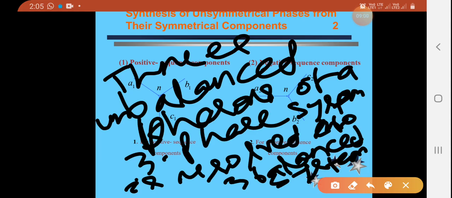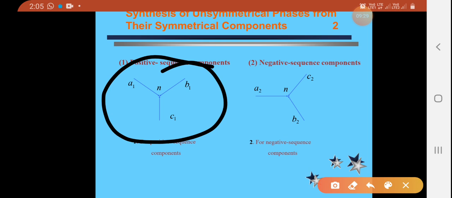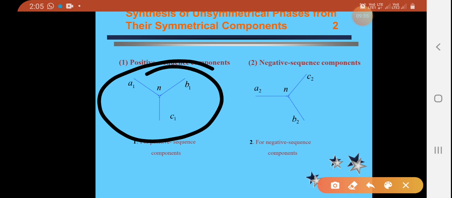Okay, now suppose I want to talk about the positive sequence component. See the diagram of the positive sequence component here. The sequence is A1, B1, C1, which is for positive sequence. And what I am telling here, when I am talking about the positive sequence component, this is the positive sequence vector diagram.